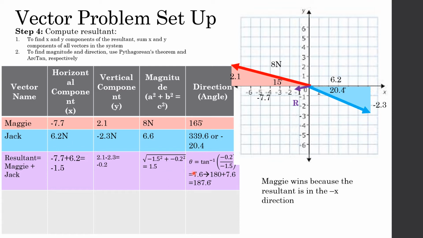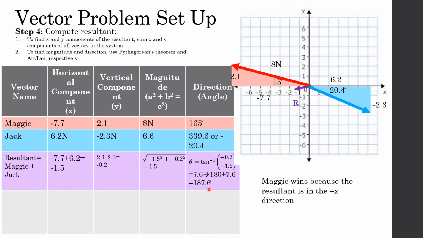Then we find the direction, so we use inverse tangent. We're going to take our y component over our x component, and we find that this is equal to 7.6. Now, this should raise some alarms for you because we see that both of our components are negative, right? And if we look at our picture, we can see that this is in the third quadrant. Well, the third quadrant means that the angle should be between 180 and 270. 7.6 is not. 7.6 is in this first quadrant. So that means we need to add 180 degrees to this angle. So once we add 180 degrees to it, we get 187.6.